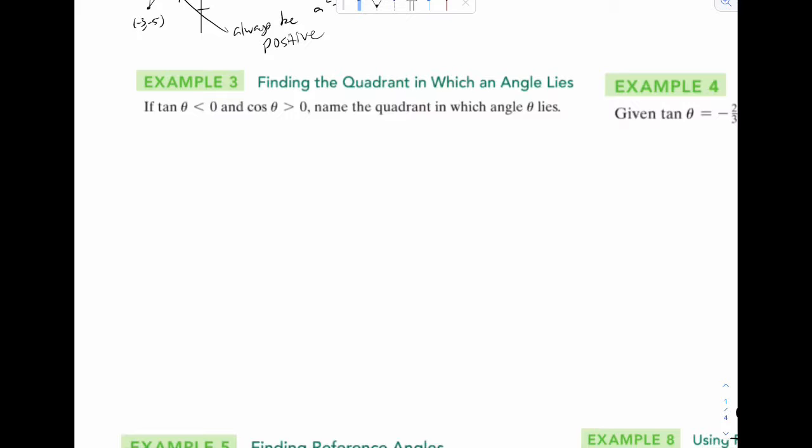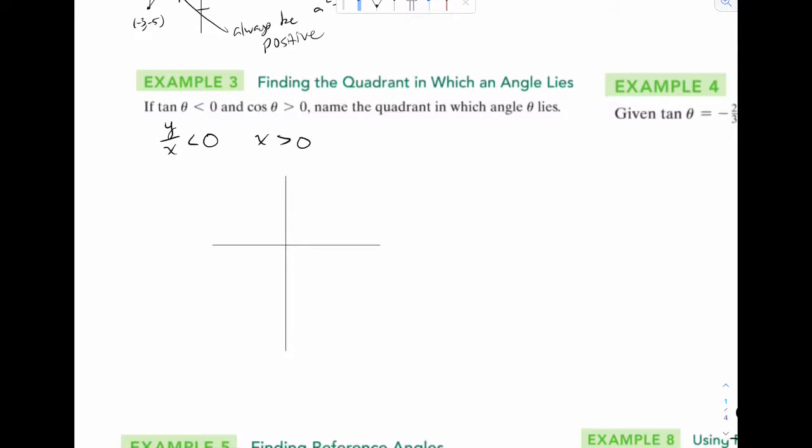So tan theta is less than 0. So convert that to our knowledge of the circle. The ratio is less than 0. Cosine is greater than 0. So x should be greater than 0. Where are we? So draw your grid.